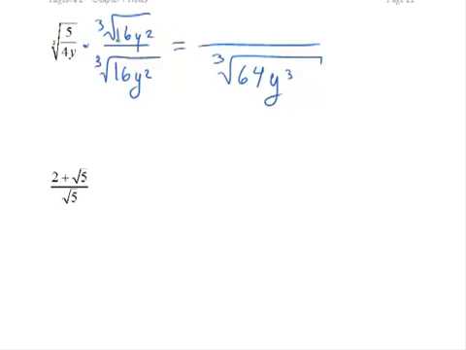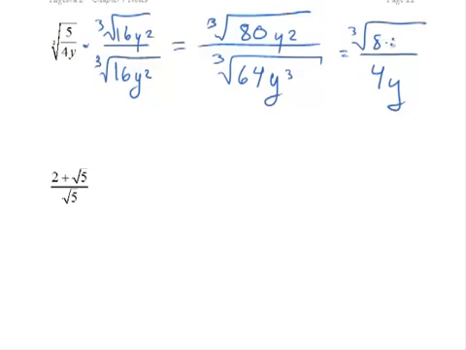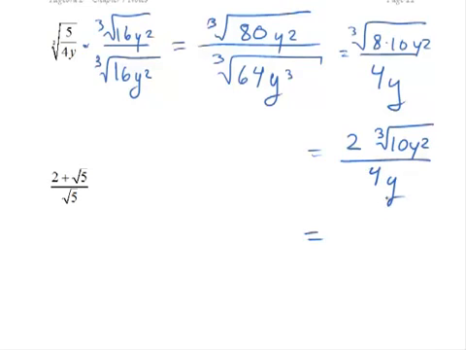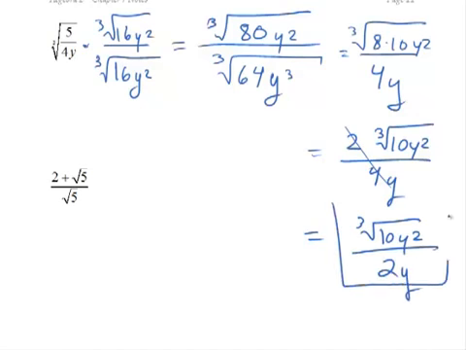So we get 5 times 16 on the top, which is 80. So cubed root of 80y squared. This one comes out to be a perfect 4 and a y. Now this one actually, we could break this up into cubed root of 8 times 10 with a y squared. So this could actually become 2 cubed root 10y squared all over 4y. And now we could actually simplify a 2 and a 4 here. We could get cubed root of 10y squared all over 2y.